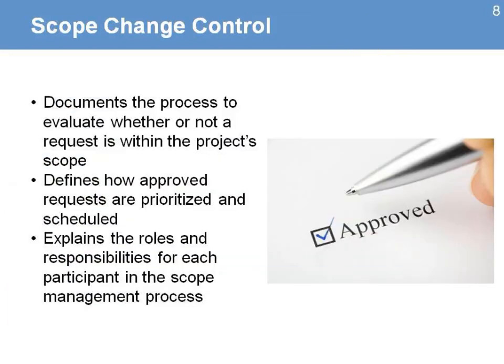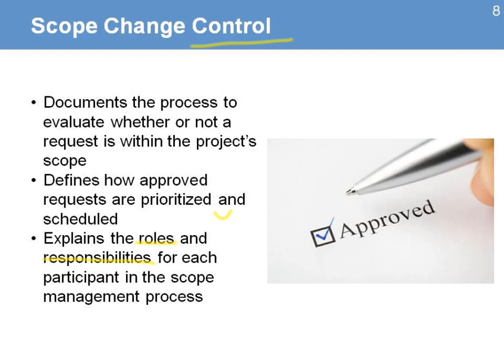The next element of the scope management plan is the scope change control. It documents the process to evaluate whether or not the requests are within the project scope, defines how approved requests are prioritized and scheduled, and explains the roles and responsibilities for each participant in the scope management process. The idea is not to stop changes from happening. If the changes to scope add value, then they are welcome, but they need to go through a process.